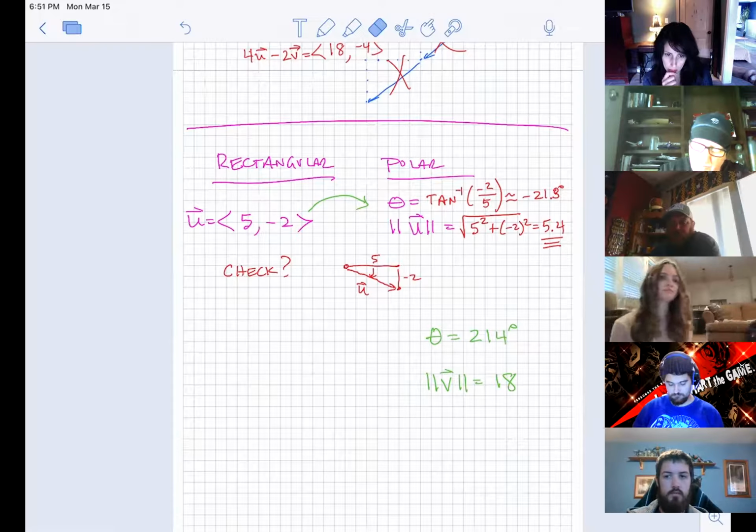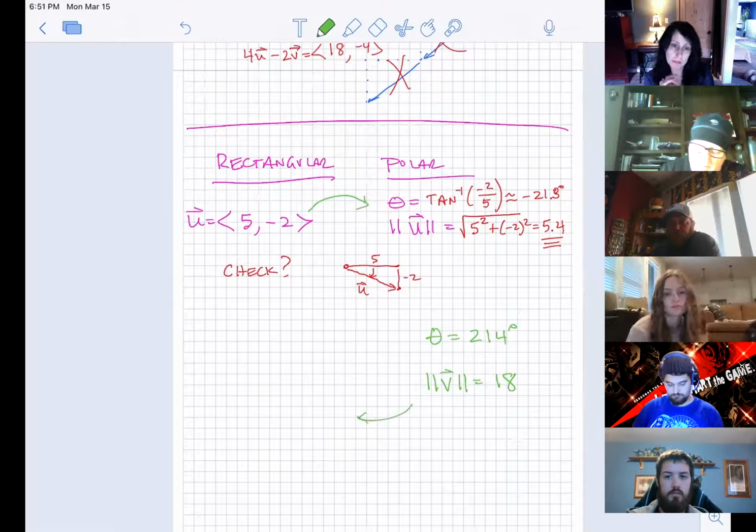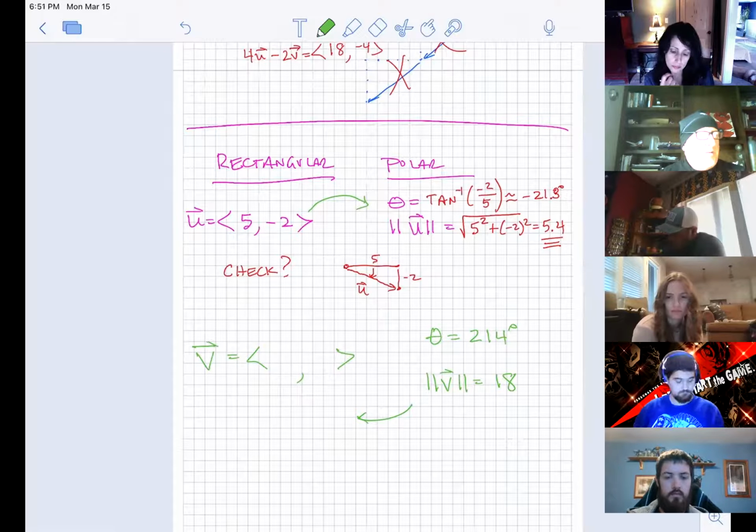Can you write that in its rectangular form? Again, draw a picture of it and just use Sokotoa and Pythagorean theorem or whatever you can come up with. Or use the formula sheet.